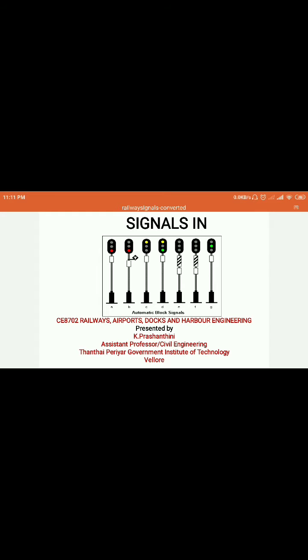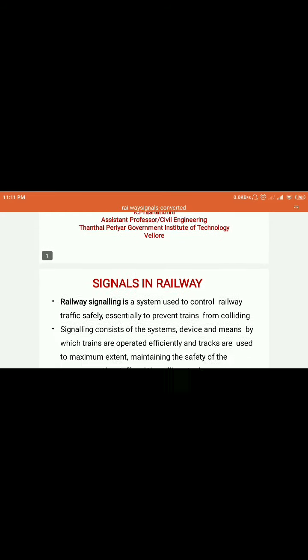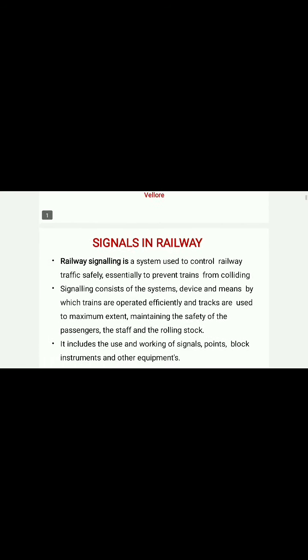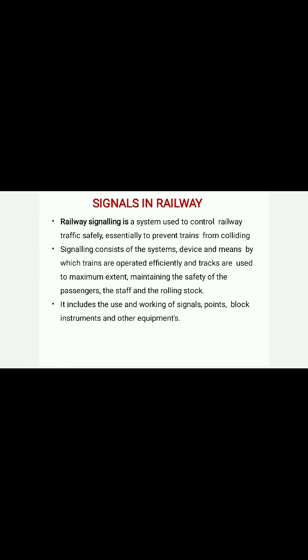So this video is about signals in railways. Railway signaling is a system used to control railway traffic safely, essentially to prevent trains from colliding.